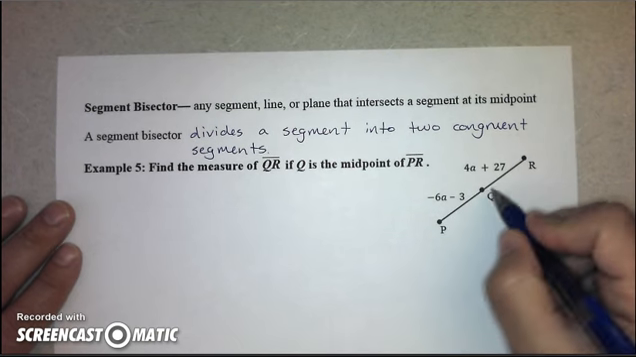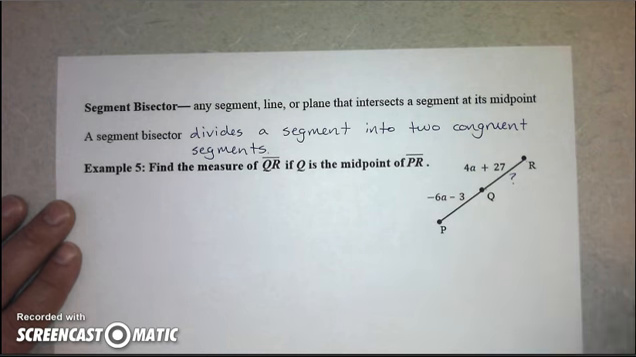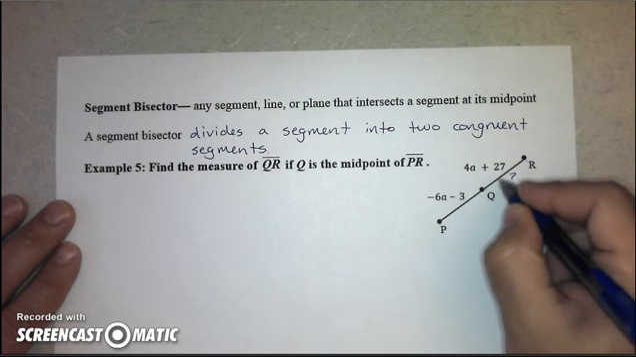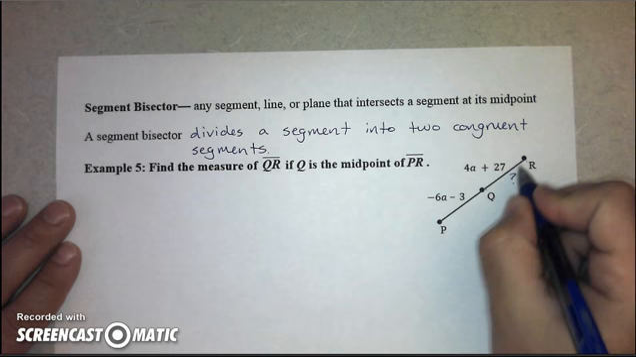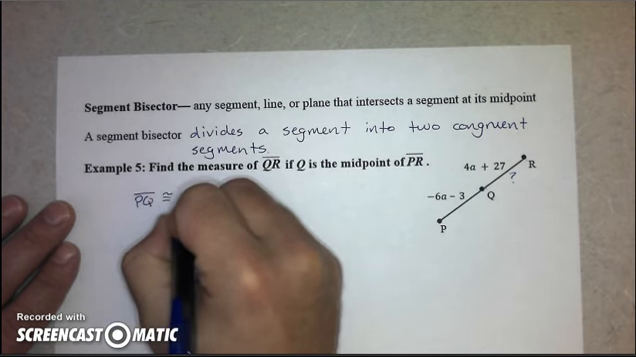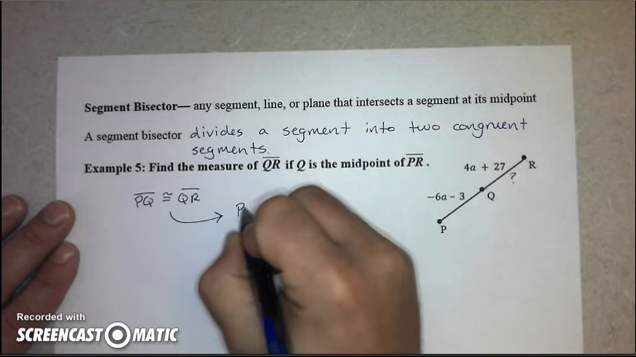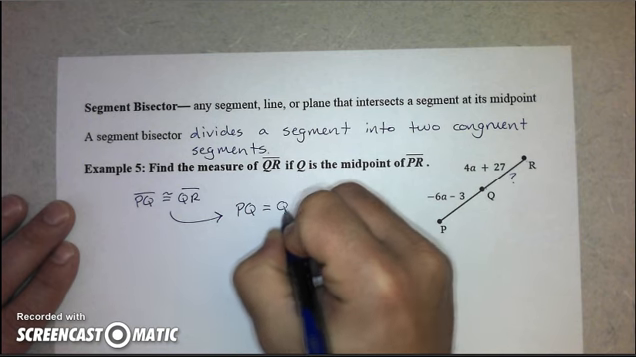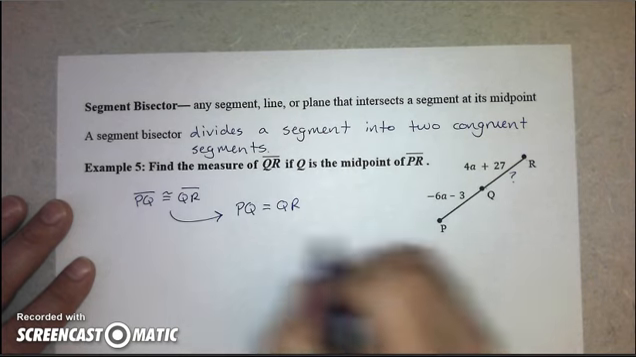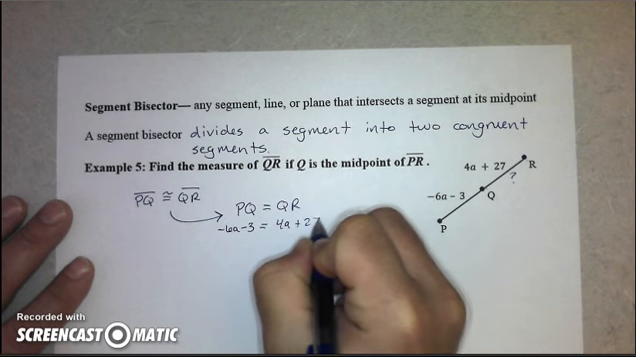So here's what we know in example 5. We want to find the measure of QR if Q is the midpoint, which is also a segment bisector of PR. So what that tells me is that these are congruent portions. If segment PQ is congruent to segment QR, that means that the length of PQ equals the length of QR. Remember we talked about that in lesson 1-2. So what we can do then is plug in their values. Negative 6a minus 3 has to equal 4a plus 27.